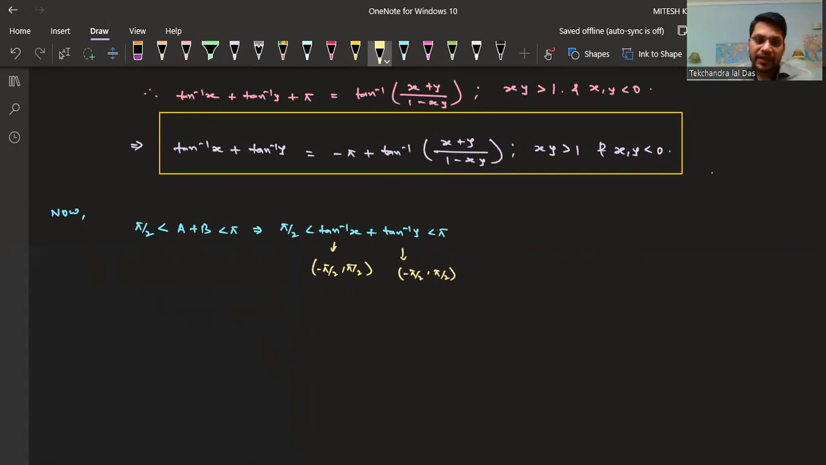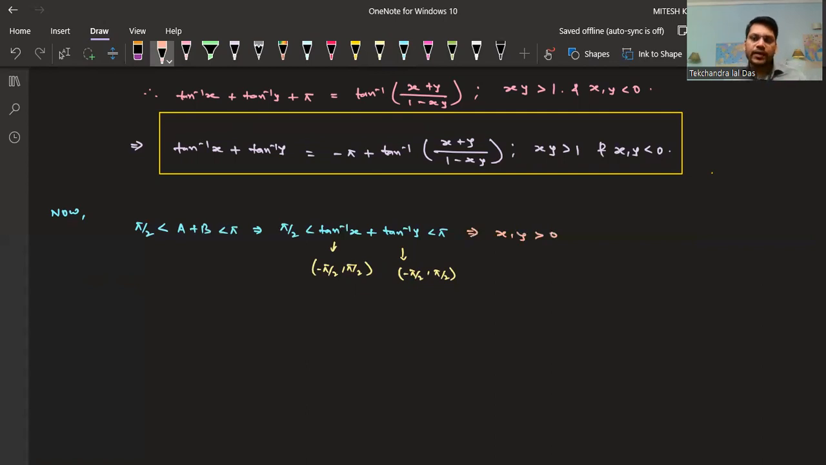Okay, but see, this is more than pi by 2. This is confirmed that if this sum is more than pi by 2, then both should be positive. Okay, tan inverse x and tan inverse y both should be positive. Okay, then only we can say this value will be more than pi by 2. Correct? Because for pi by 2, one should be definitely pi by 2, other should be 0 there. So clearly from here we can say x comma y is positive. Done.